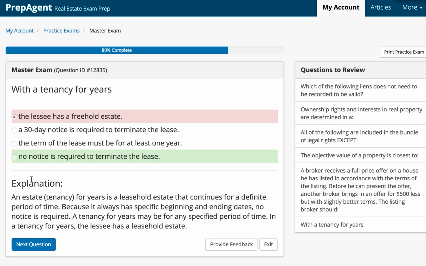Well, crap. Okay, what's a tenancy for years? Also known as an estate for years. It's something that has a definite time. Okay, so then you don't need to give notice, because you just said the time frame's definite. I guess I overthought that one because I thought if you were leaving early before your time was up, then you would have to give them notice.